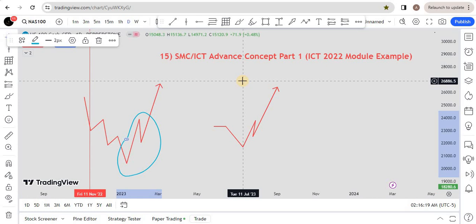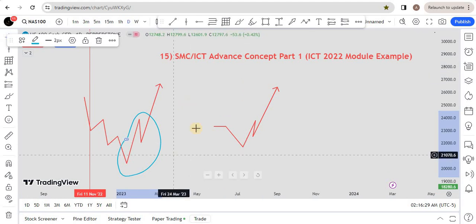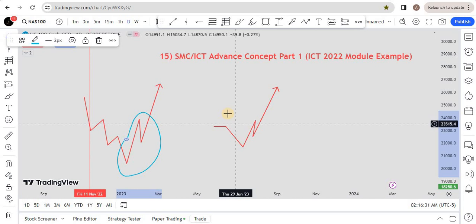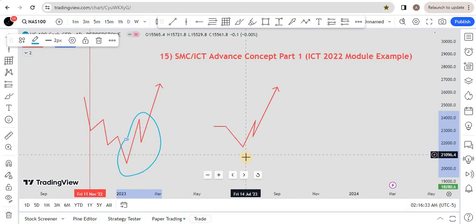12 o'clock to 1 o'clock is basically lunch time. ICT did not prefer to trade at that time because most of the time it will be choppy and may create liquidity. Then after 1:30, price takes the liquidity of the lunch hour high or low and then goes to the liquidity of that day.